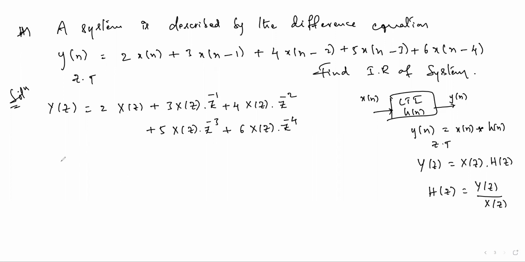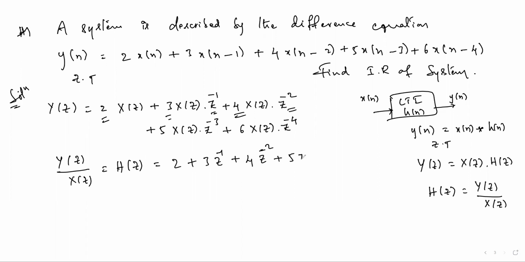Fine. Now all x of z, if I take it common and take it to the left hand side, we get y of z upon x of z, which is nothing but h of z. It is given by 2 plus 3 z inverse plus 4 z raised to minus 2 plus 5 z raised to minus 3 and 6 z raised to minus 4. Fine. So this is h of z.